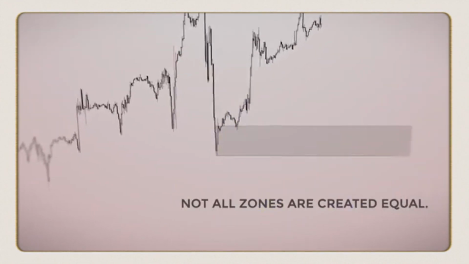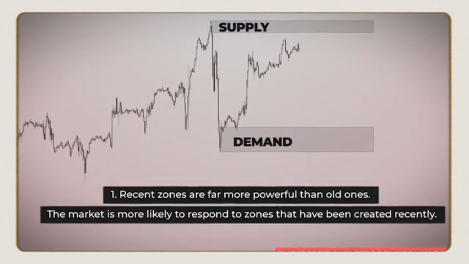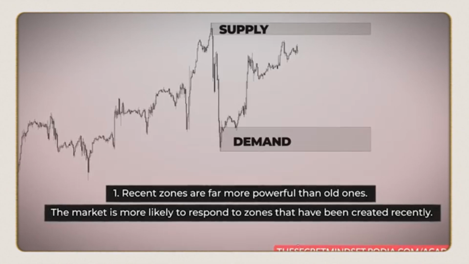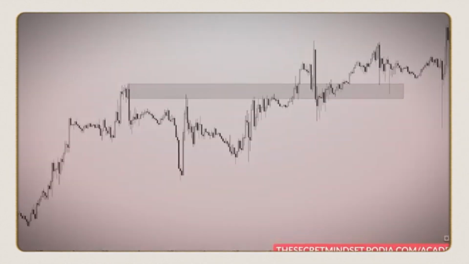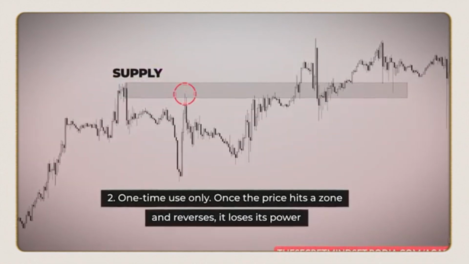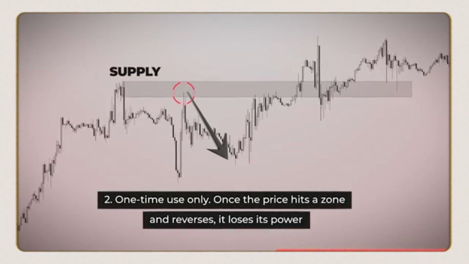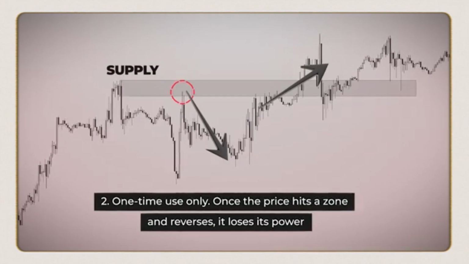However, not all zones are equal. Recent zones are more powerful, and supply and demand zones are typically one-time use only. Once the price hits a zone and reverses, it loses its power, reducing the likelihood of another reversal at the same spot.